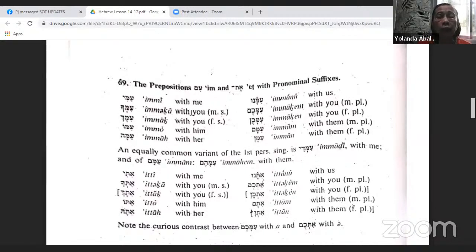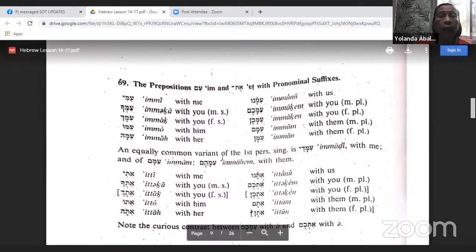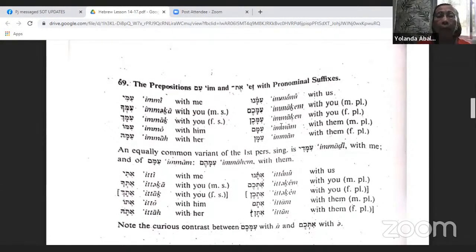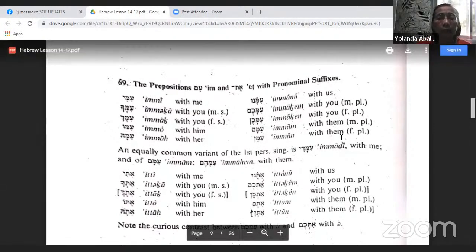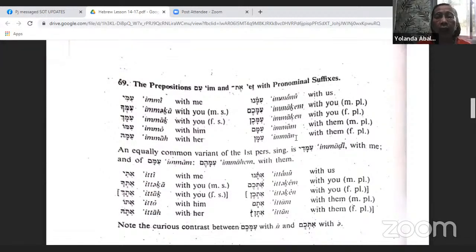Imka, with you, man. Imakem, with you, men. Imak, with you, woman. Imaken, with you, women. Imo, with him. Imam, with them. Ima, with her. Iman, with them.